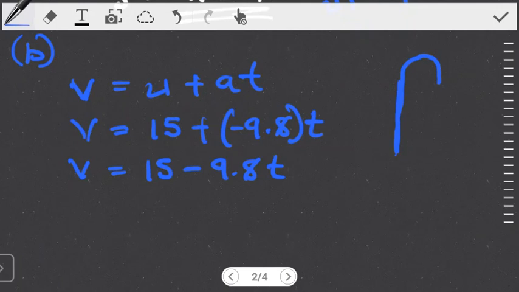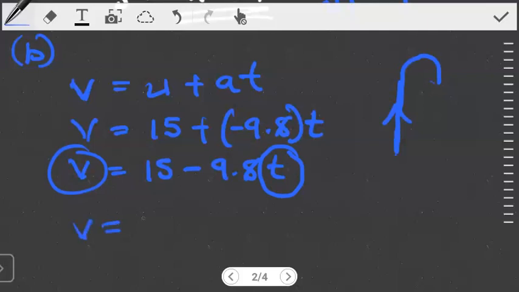So in other words, all we're going to do is, after 1.5 seconds, if t is 1.5, what will be the value of v? Will v be positive? If it is positive, then we expect the projectile to still be going up. But if v is negative, then we expect that this 15 has been reduced enough such that it has changed sign and now it is negative. In other words, if v is negative, then the projectile is going down. So let's see how it goes.